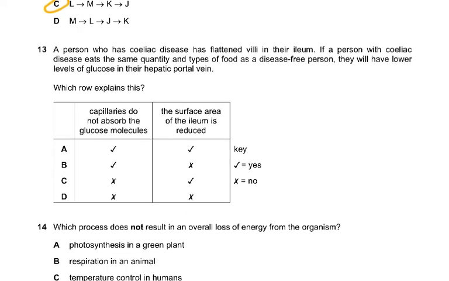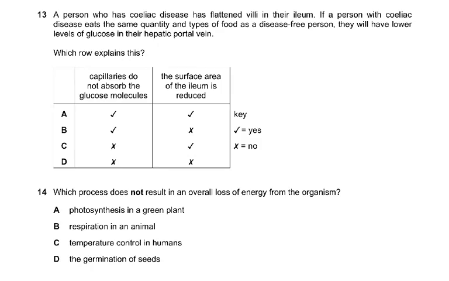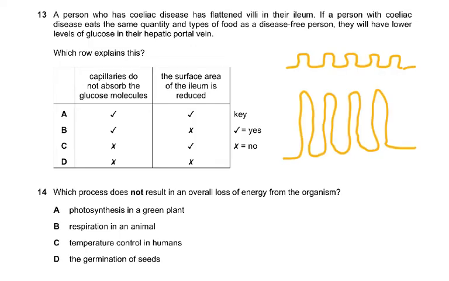A person who has celiac disease has flattened villi in the ileum. If a person with celiac disease eats the same quantity and types of food as a disease-free person, they will have lower levels of glucose in their hepatic portal vein. Which row explains this? Now I've just drawn a diagram to make you see this. What does it mean? That celiac disease causes flattened villi. So basically the surface area of the ileum is reduced. Now there are only 2 answers to choose from. Which one is correct?